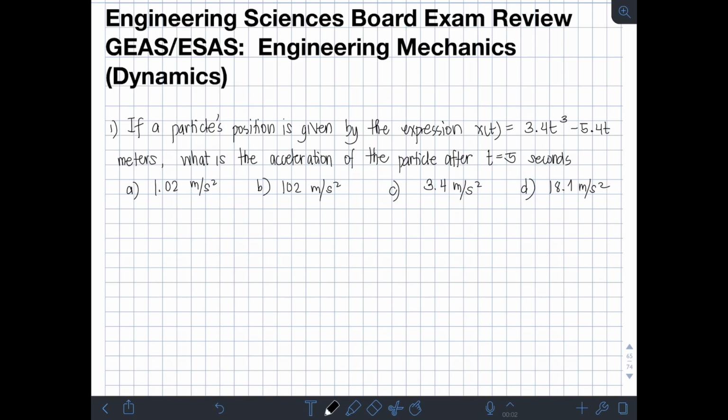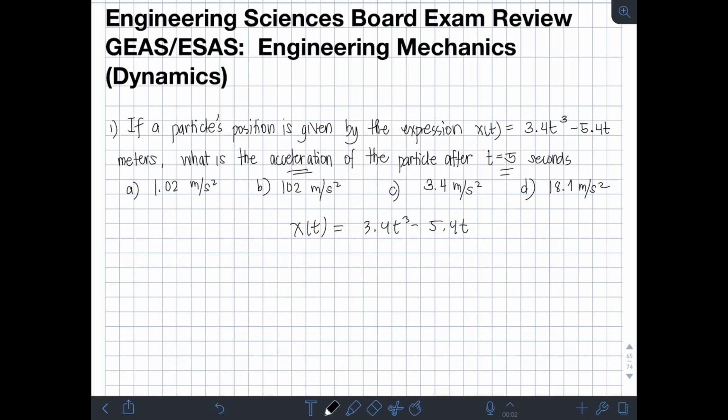If a particle's position is given by the expression x of t is equal to 3.4 t cubed minus 5.4 t meters, what is the acceleration of the particle after t equals 5 seconds? Okay, so given tayo ng equation ng motion, yung position ng particle as a function of time, x of t equal to 3.4 t cubed minus 5.4 t. So, hanapin daw natin yung acceleration ng particle after t equals 5 seconds.